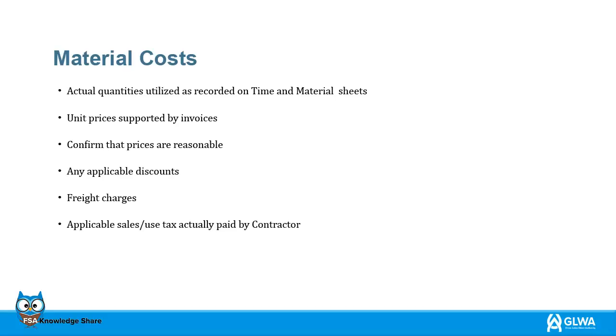Material costs should be thoroughly reviewed for the following information: actual quantities that are recorded on time and material sheets, unit prices that can be supported by invoices. It needs to be confirmed that the prices are reasonable. Any applicable discounts. If the contractor receives discounts, those savings should be passed on to GLWA. Freight charges and applicable sales use tax actually paid by the contractor. Currently, all contractors are required to pay sales taxes.